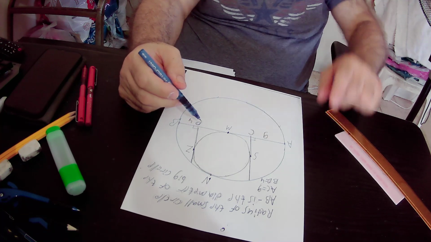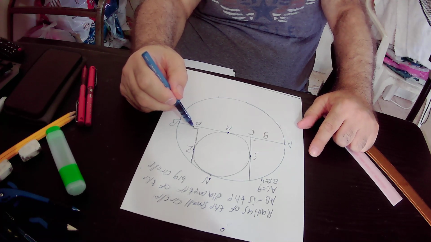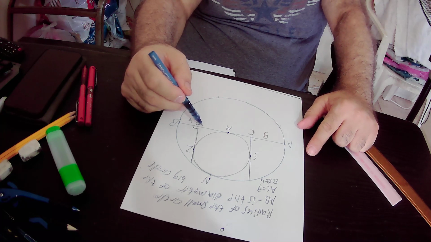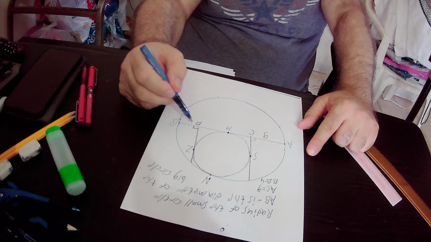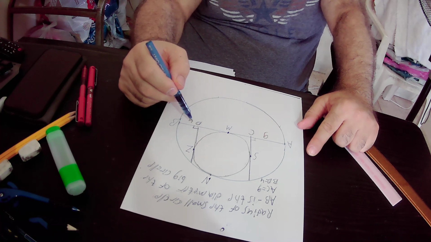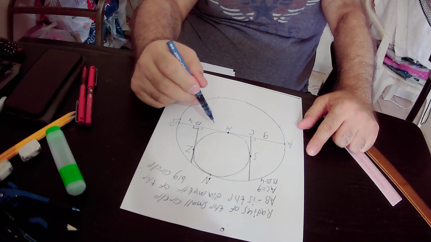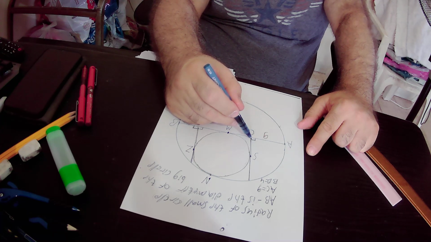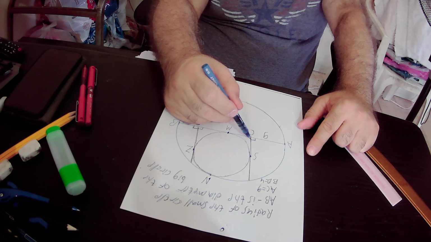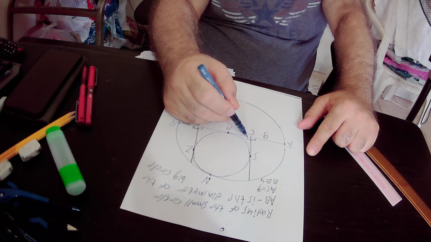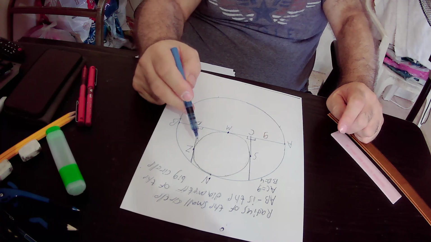Also, actually this is a right angle, and here we have a straight line. AB is a straight line, so this is also a right angle, and this is a right angle, therefore this must also be a right angle, and we want to find out the radius of the small circle.